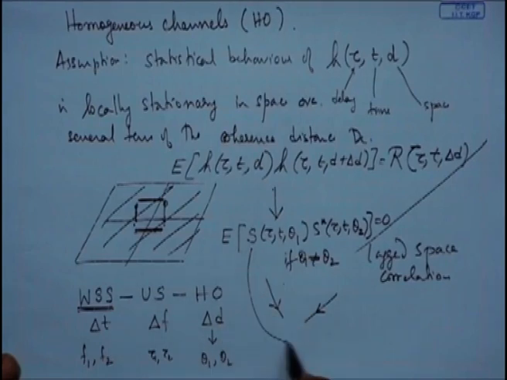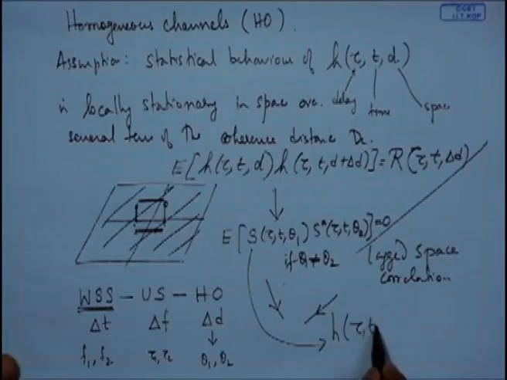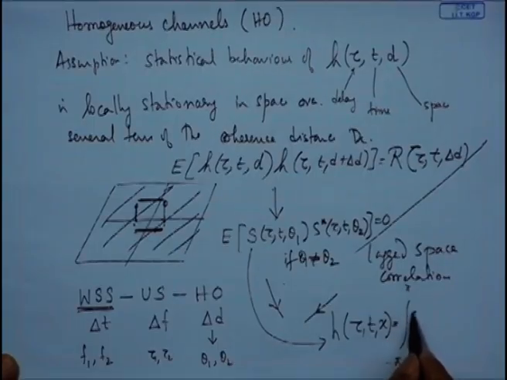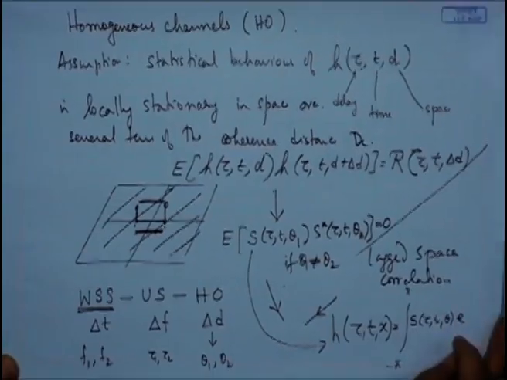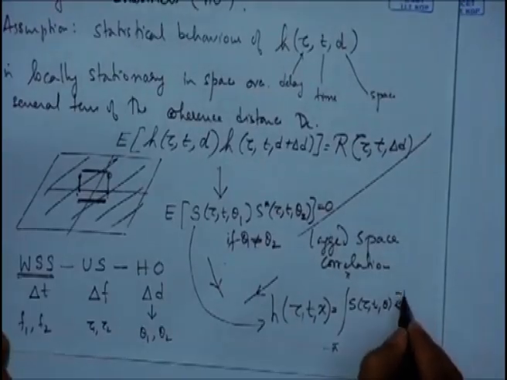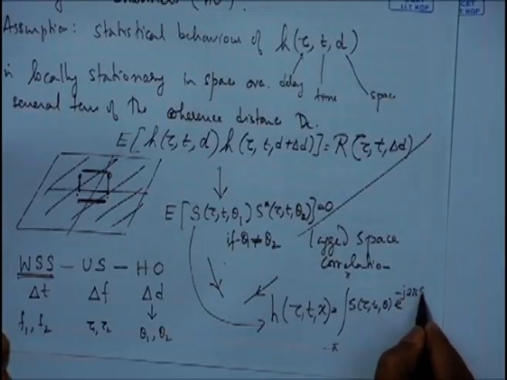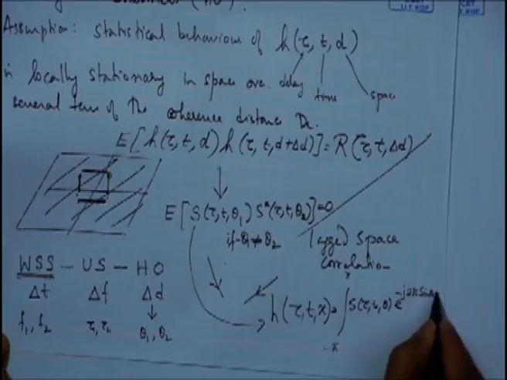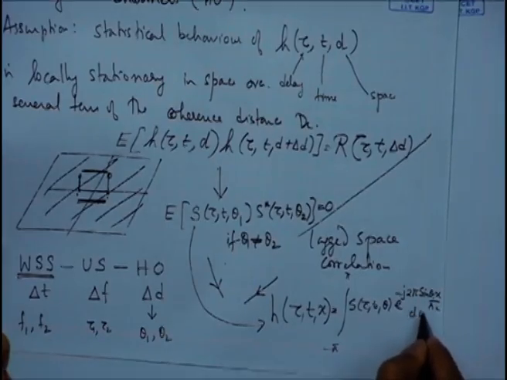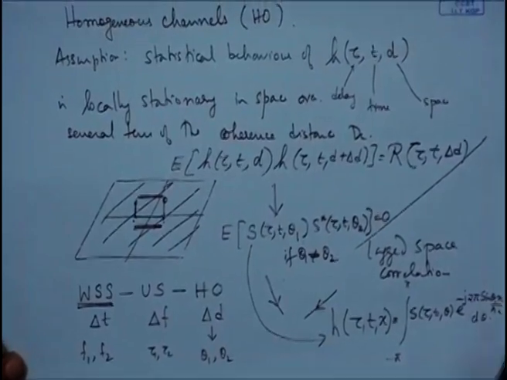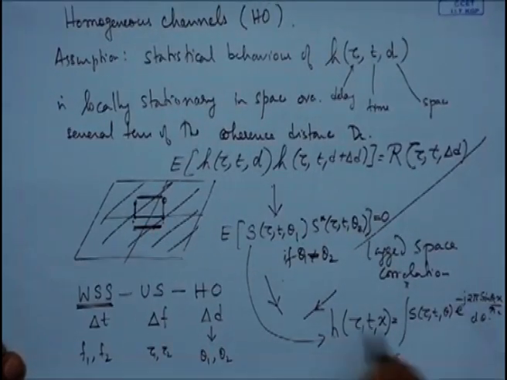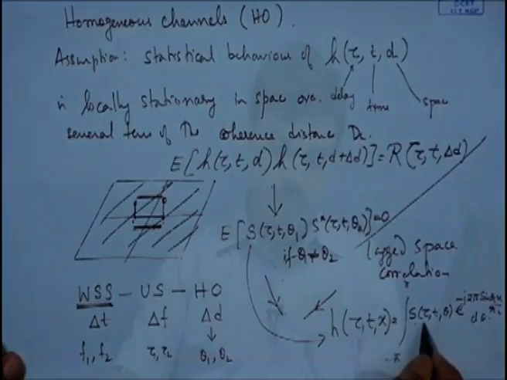So, this particular channel is described as h of tau, t, x, where instead of d we are writing x, equal to the integral from minus pi to pi of s of tau, t, theta times e to the power of minus j 2 pi sin theta times x by lambda c, d theta. So, this is the relation between H and S, the Fourier transform relationship between H and S. This is also known as the scatter function.